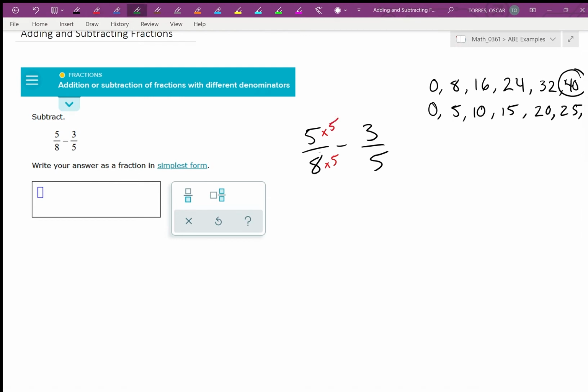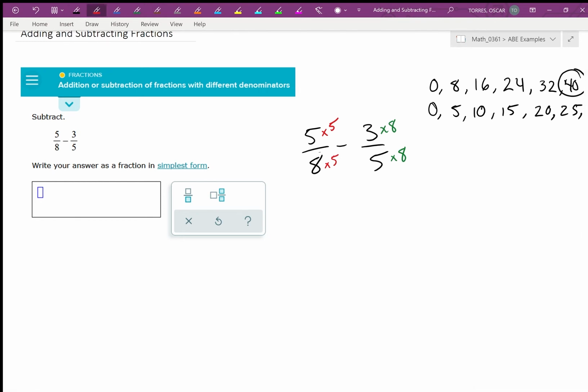For the other fraction, I'm basically going to do the same thing. Right now we have a 5 and we need to turn it into a 40. What do I multiply 5 by to turn it into 40? I need to multiply it by 8. So I'm going to do the exact same thing to the numerator. I'm going to multiply it by 8.